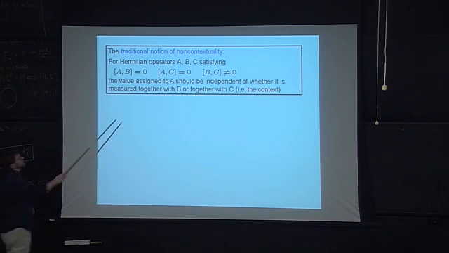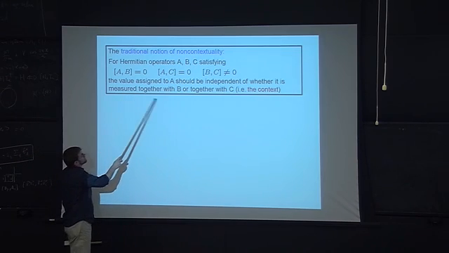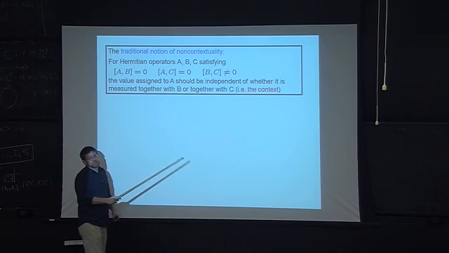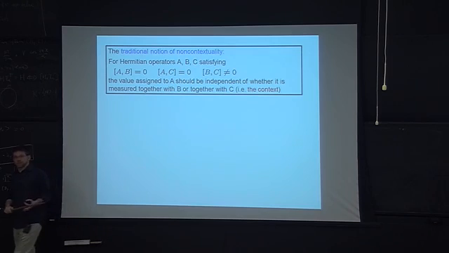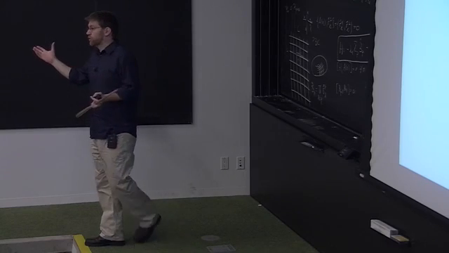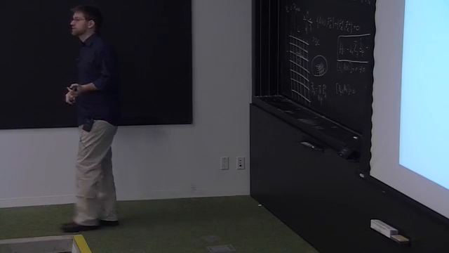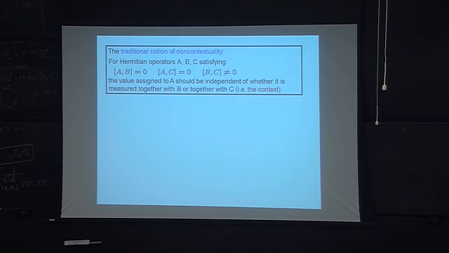So the value assigned to A should be independent of whether it's measured together with B or together with C. In this case, the context is which of these two measurements you're doing together with A. You can't do them both, because B and C can't be measured simultaneously. And so you could imagine that you might get assigned a different value to A depending on whether you measured it with B or C. But the assumption of non-contextuality is that you don't.